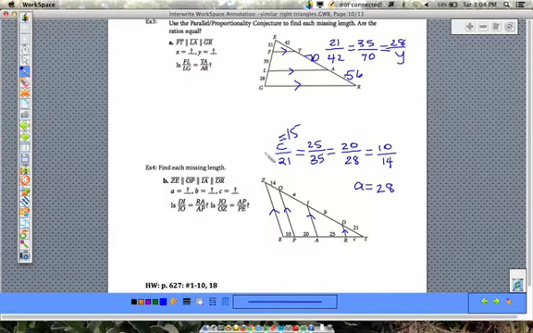Now you have to be careful because you can only say the divided sides are proportional, not the base.